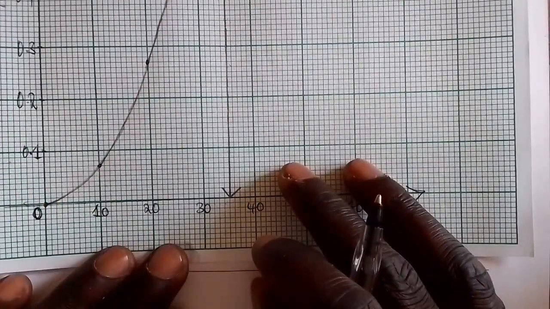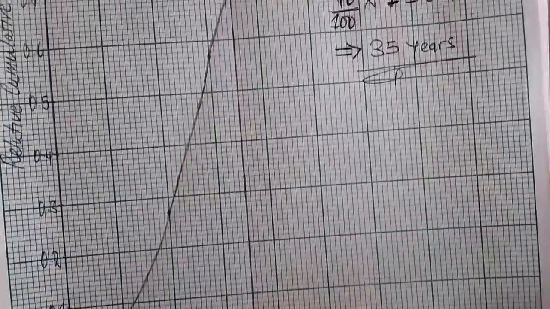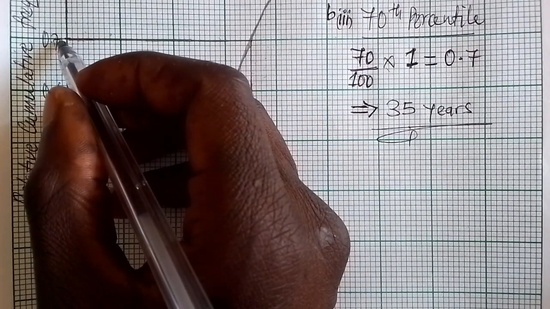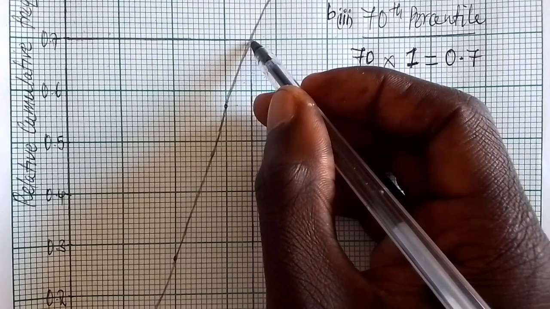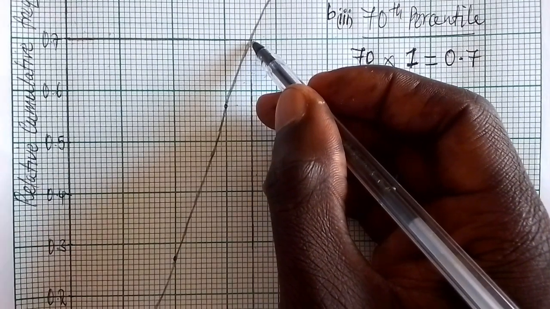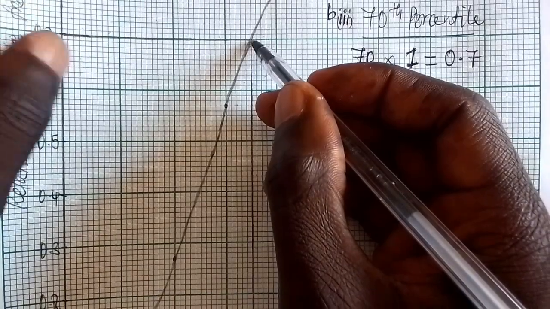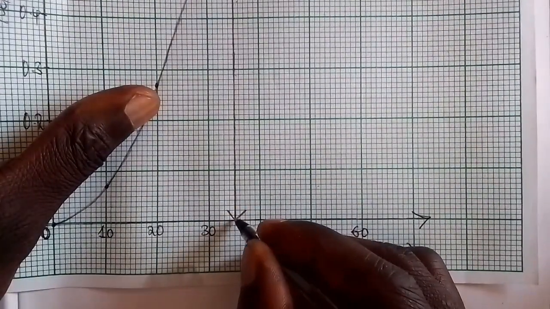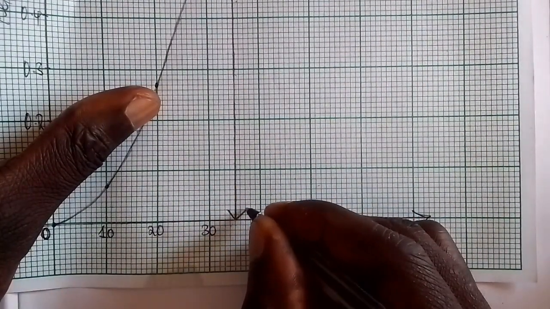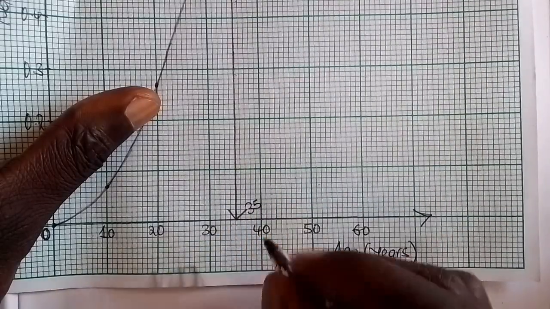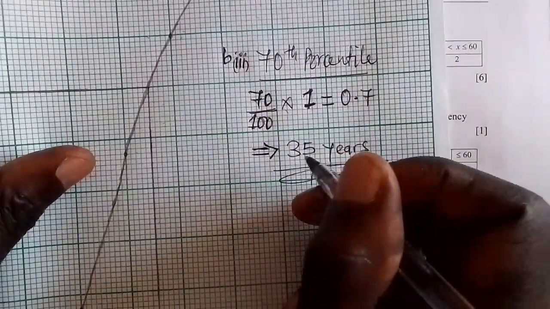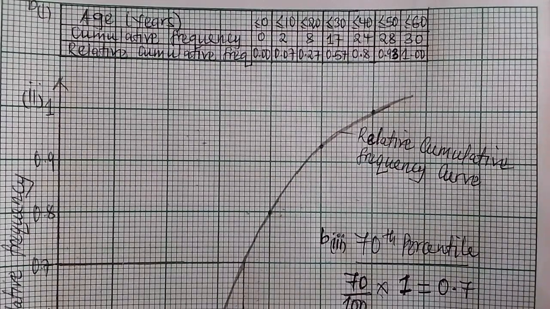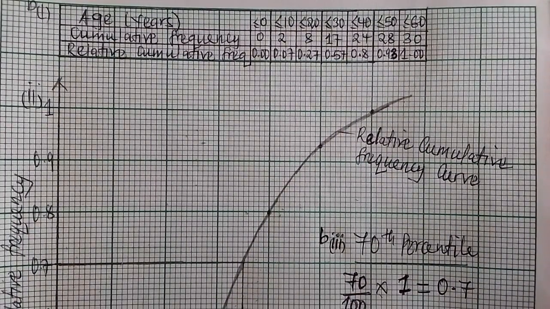Looking at the value we've gotten here, after drawing a horizontal line from 0.7 meeting with the curve, at the point of intersection you draw a vertical line, and this vertical line meets the horizontal axis at 35. So this 35 here is the 70th percentile. And this is how we work out questions on statistics.